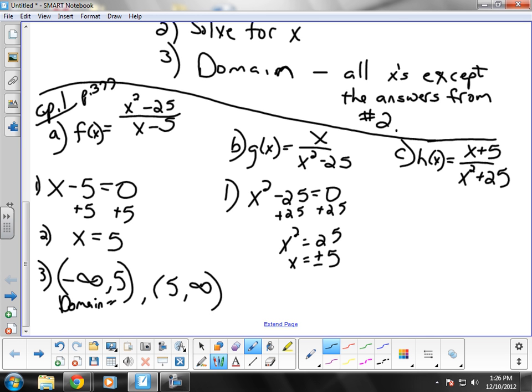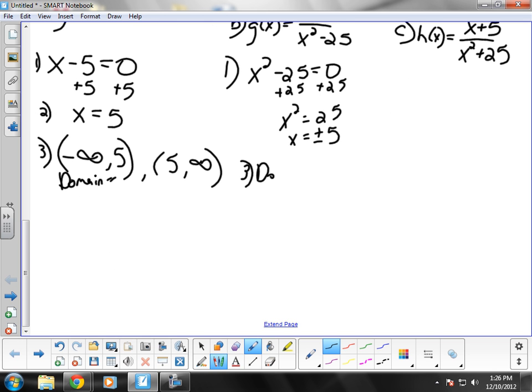And so now I have two things that my answer cannot be. So on step 3, my domain is from negative infinity to negative 5, from negative 5 up to positive 5, and from 5 to positive infinity. Okay, so you've got to drop off both negative 5 and positive 5. So that's what that says. It says I can use everything from negative 5 to positive 5. And I'm supposed to have a little union sign in between there, right?